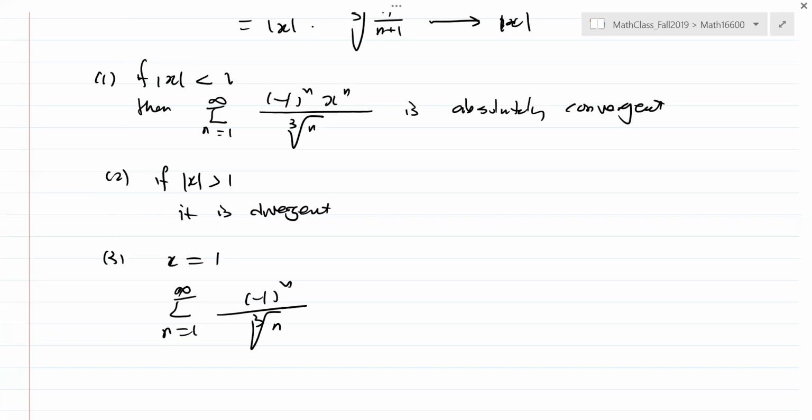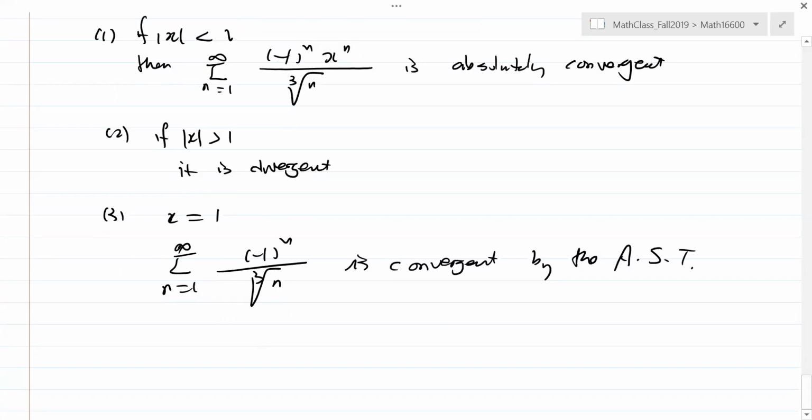Why? Because it's n to the 1/3 in the denominator, and 1/3 is less than 1, so by the p-series test it's divergent. So you just need to say it is convergent here by the alternating series test. You can skip some arguments if the problem is too long, but you have to say by which test. When you say that, I know you know how to solve the problem. You cannot just say convergent. Then it's just my guess. We don't know it.